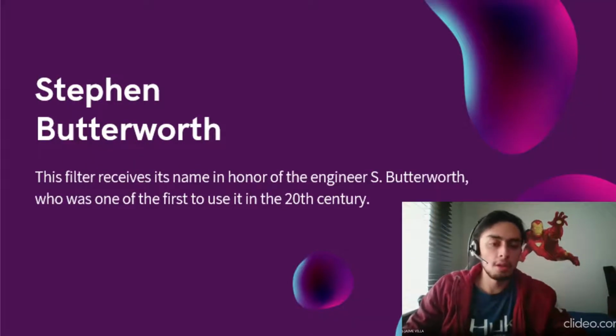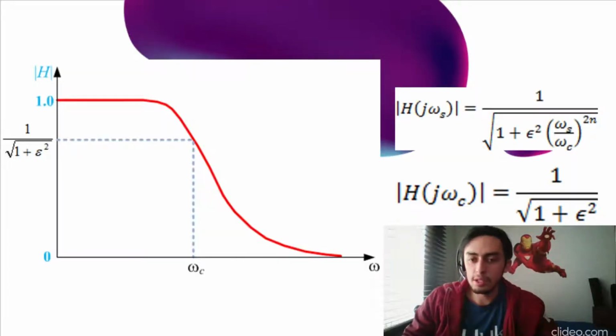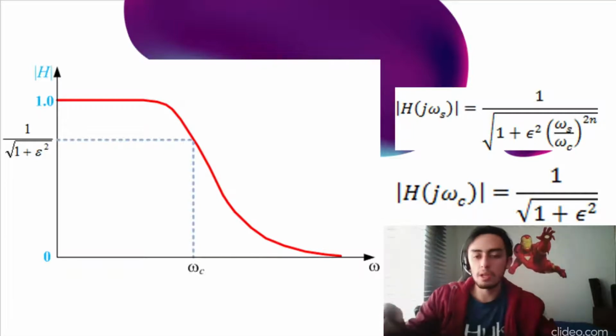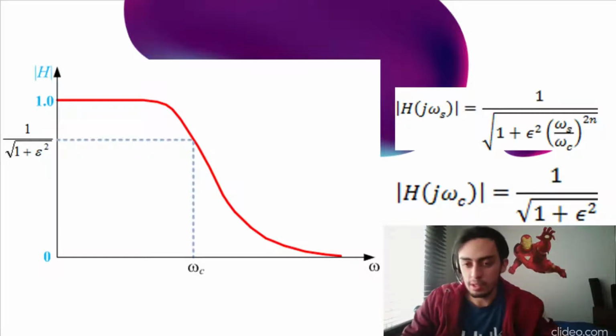To begin with, we are going to talk about the life of Stephen Butterworth. Stephen Butterworth was the first engineer to use the Butterworth filter in the 20th century. He said that he wanted the filter to not only completely reject the unwanted frequencies, but also have sensitivity for the wanted frequencies. That means that he wanted to show a uniform curve for the wanted frequencies.